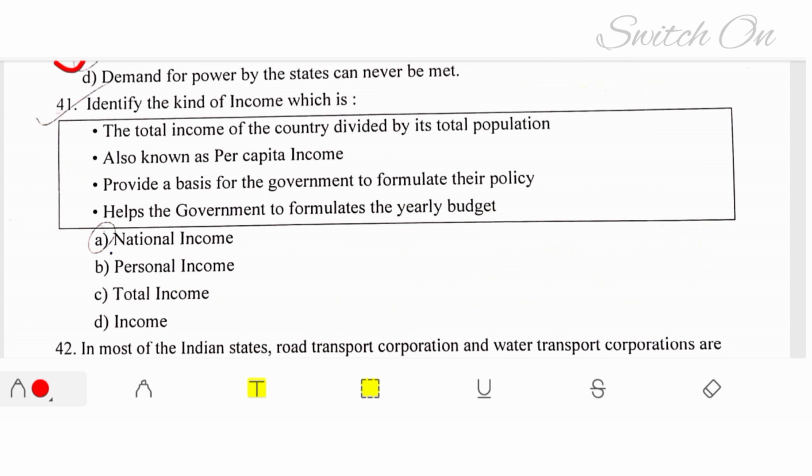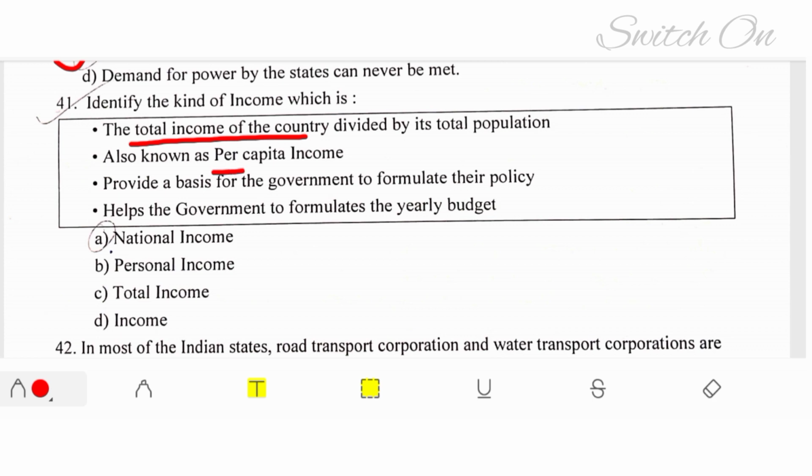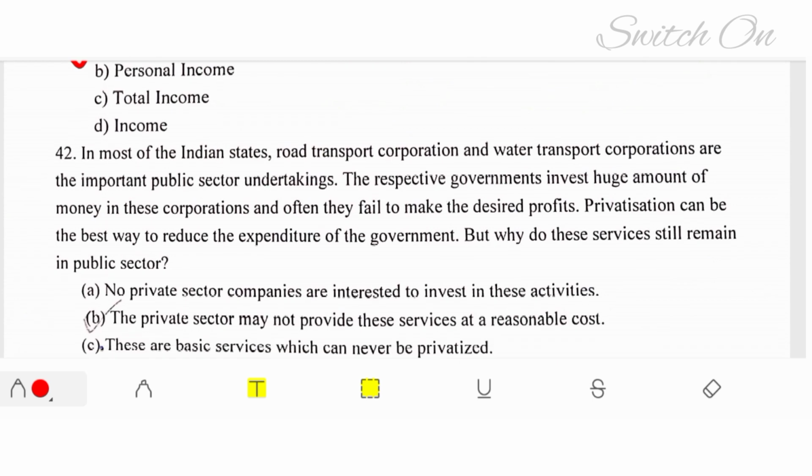Identify the kind of income. The total income of a country divided by population. So it's none other than the national income. So national income will be the correct answer. Its another name is per capita income.